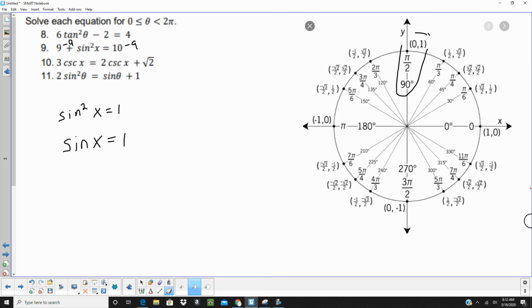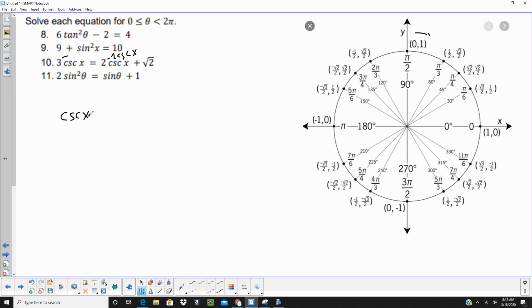Go ahead and do number 10. On number 10, I only have one trig function, cosecant. So I'm just going to go ahead and subtract 2 cosecant x from both sides. I'm not going to write it down because I don't have room. And when I do that, 3 cosecant x minus 2 cosecant x is just going to give me cosecant x. And that's going to equal radical 2.